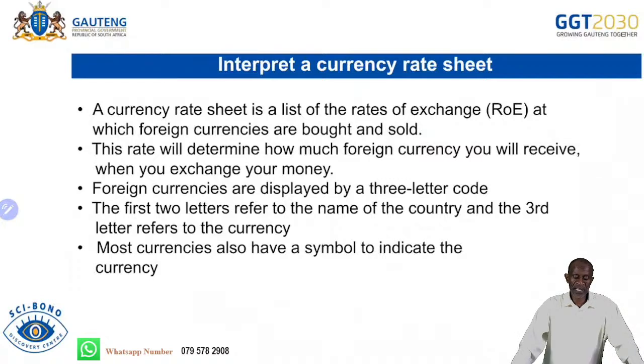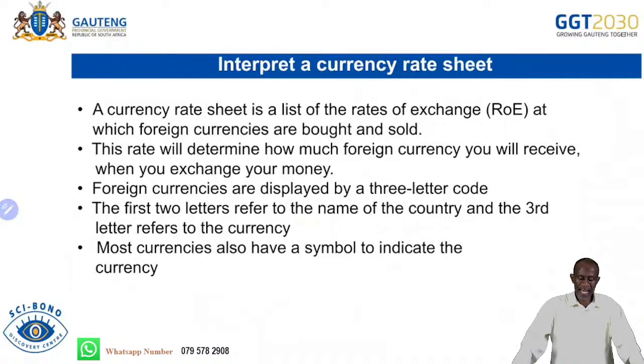One of the subtopics that we need to internalize is how to interpret a currency rate sheet. What is this currency rate sheet? It is a list of the rates of exchange, the ROE, at which foreign currencies are bought and sold. This rate will determine how much foreign currency you will receive when you exchange your money.